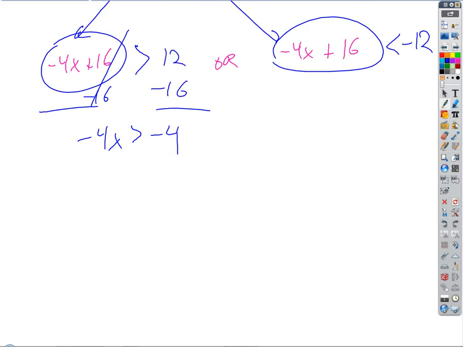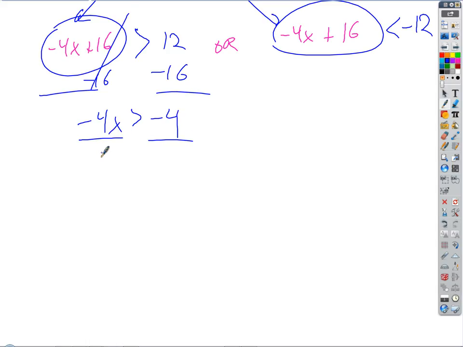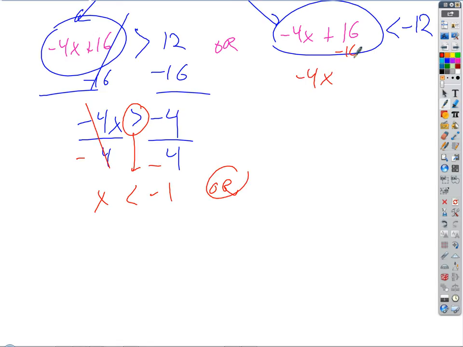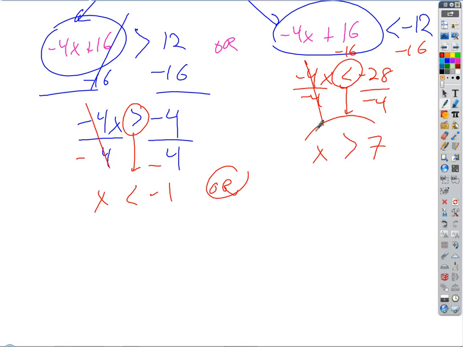Now what? Divide by -4. I'm going to make the negative red, because that's crucial. What happens when we divide by a negative? We have to flip the sign. I always put a circle around it and immediately change it or I'll forget. So I end up with x is less than 1. Or if I do the same stuff over here, everybody agree I get -4x is less than -28. Divide by -4 means I have to flip the sign. So I get x is greater than 7. So those are my answers.